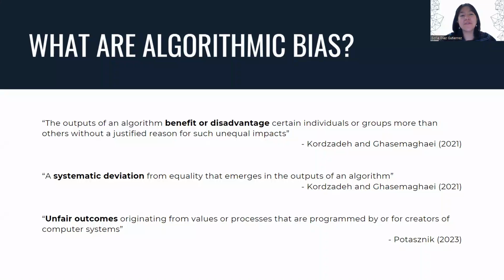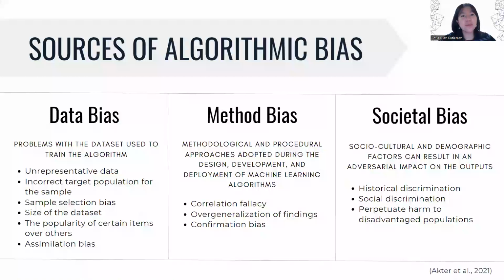Here we can see different definitions, but I will define algorithmic bias as systematic unfair outcomes that either benefit or disadvantage certain individuals or groups of individuals. So, how does it happen? We need to understand that there are different sources of algorithmic bias.